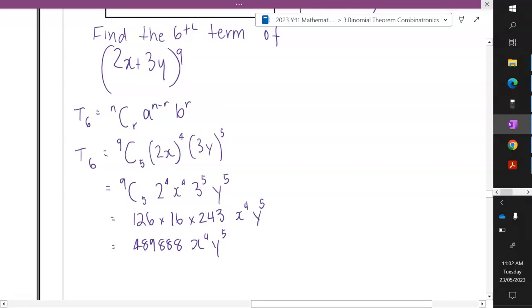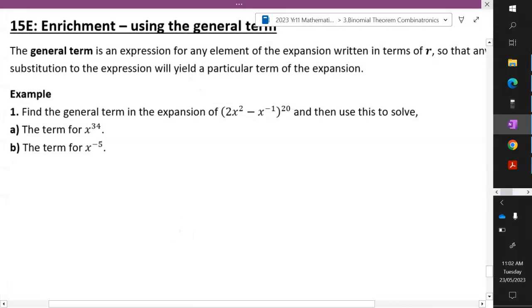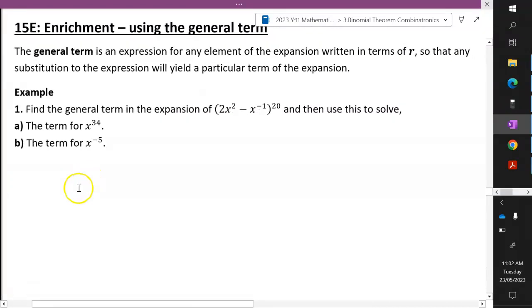We could do heaps of those, but I want to look at some more difficult ones, because we are Extension 1. What I want to look at is finding the general term in the expansion in your booklet of (2x^2 − x^(−1))^20, noticing that x^(−1) is 1 over x. So we're going to end up with cancellations along the way. Then we'll use this to find the terms for x^34 and x^(−5).